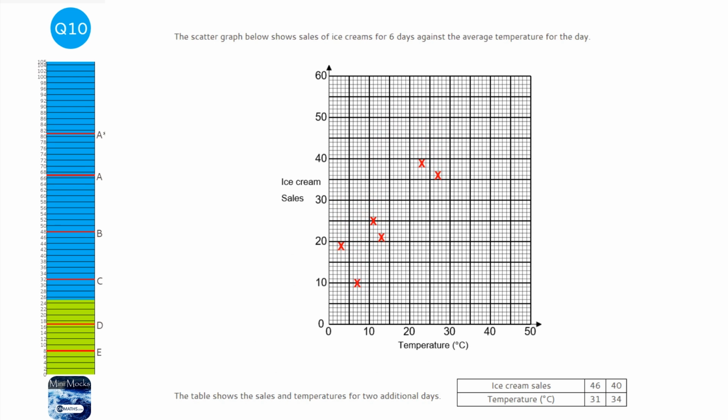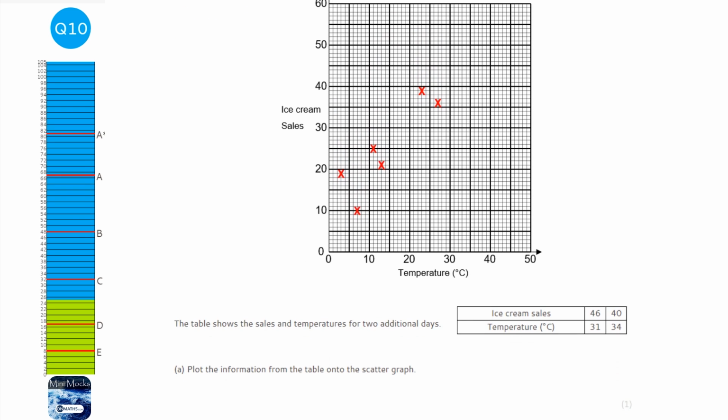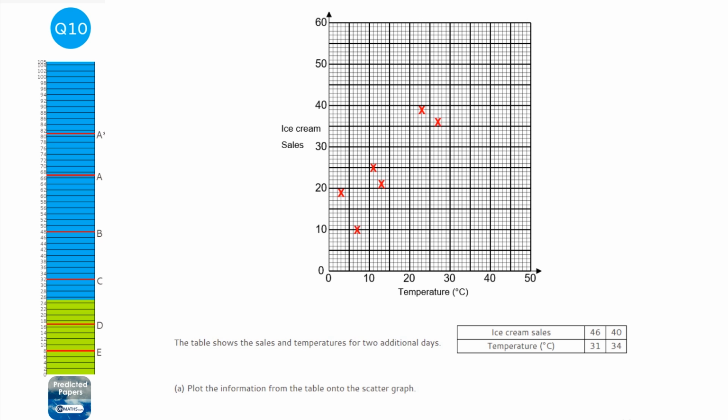Okay, so we've got a scatter graph question, and the first question asks us just to plot the information from the table into the scatter graph. So we've got ice cream sales at the top and temperature at the bottom, which is not the same way around as on the graph, so we've just got to be careful.